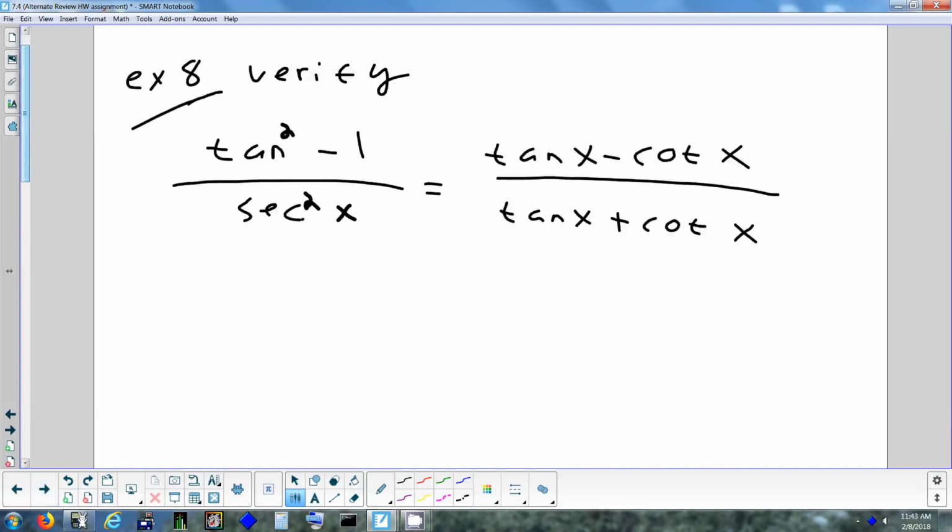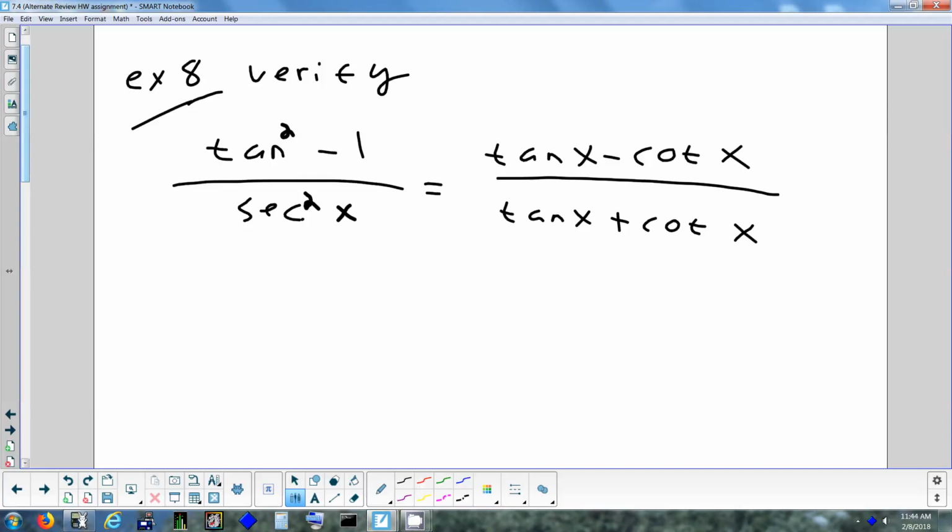Any thoughts about what I could do on the right-hand side first? Think about all the tricks we learned. Yeah, change to sine cosine. So that might be what you'd think first, right? Change everything to sines and cosines. And you absolutely can get the answer doing it that way. There's always a way to get the answer, no matter how you start. Just how difficult is it going to be? That turns out to be kind of difficult.